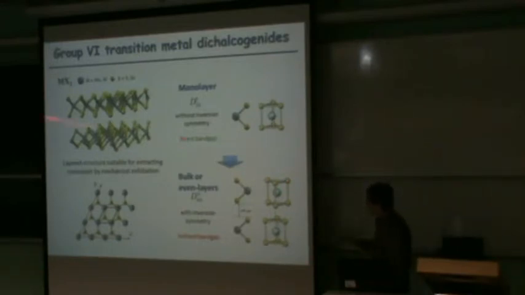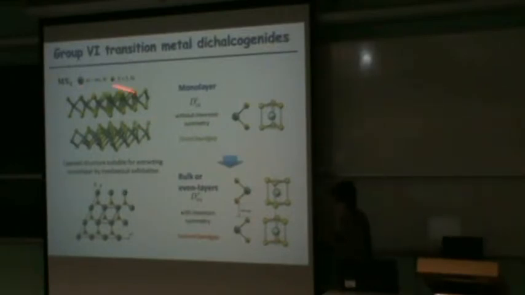In one unit layer, unlike graphene, all chemical bonds are not in the same plane. That's called a buckled honeycomb lattice. And so it's a semiconductor instead of a semimetal.